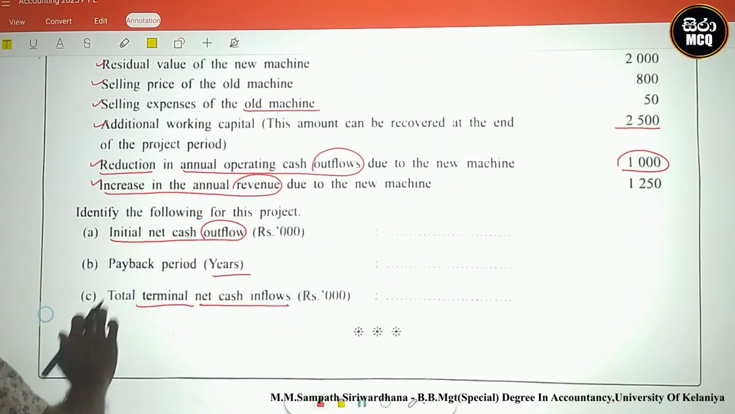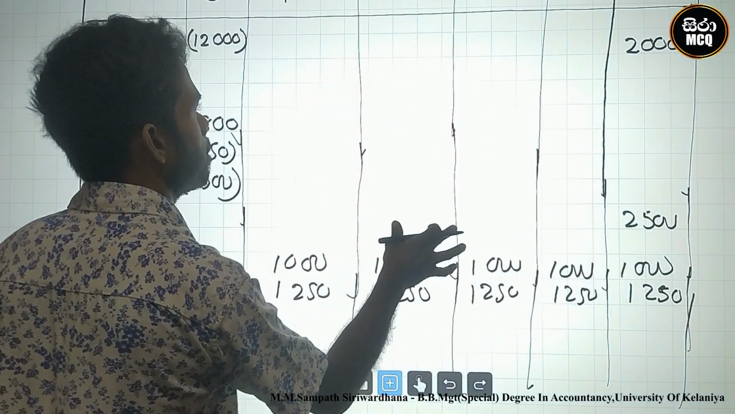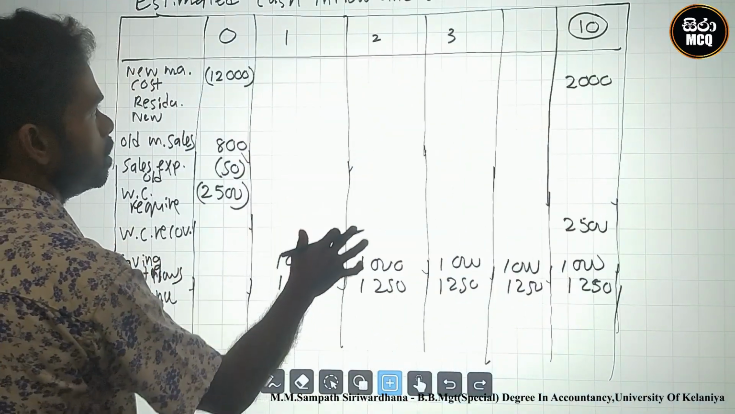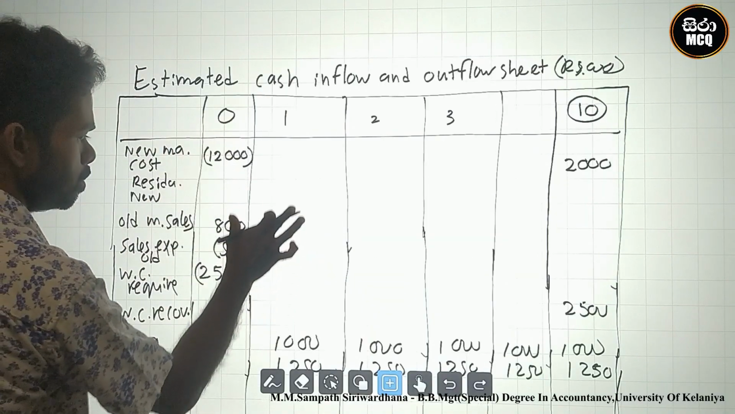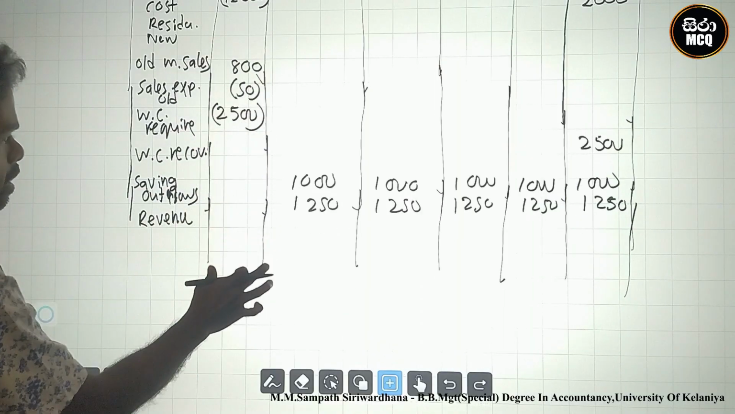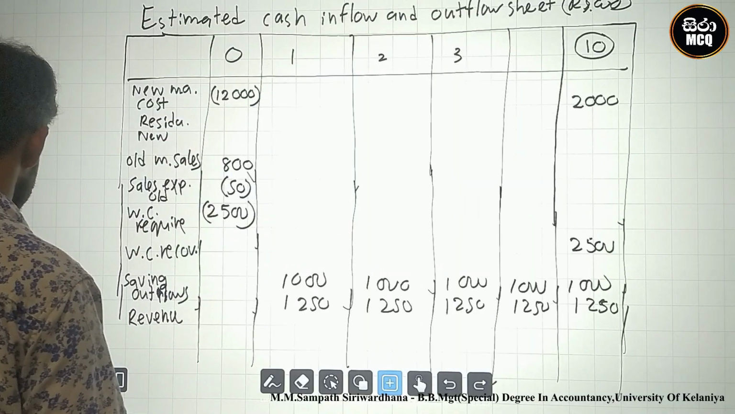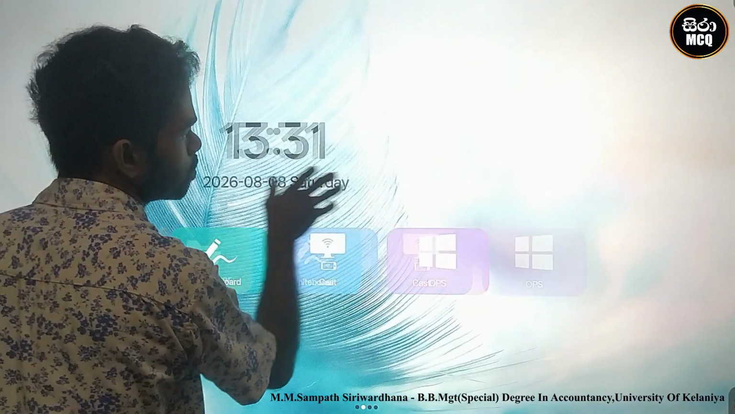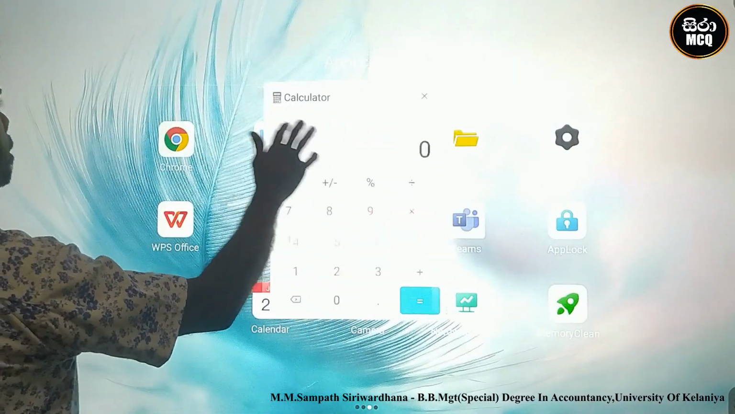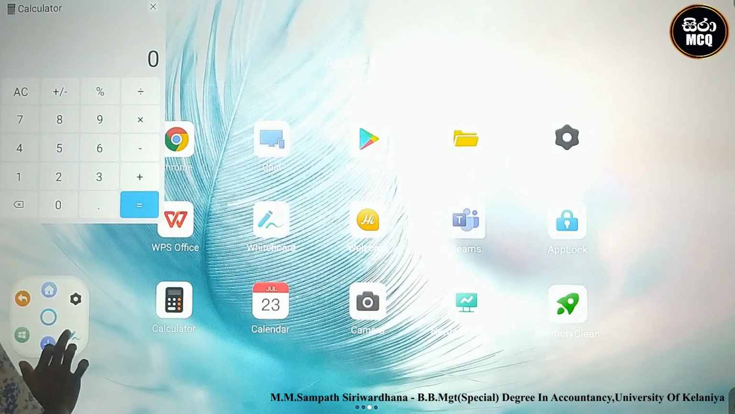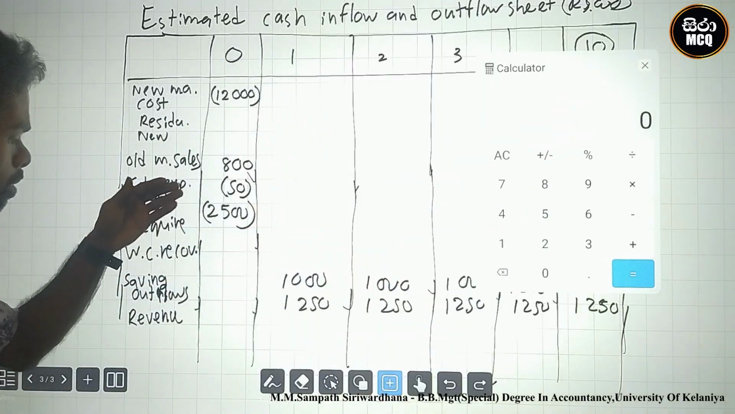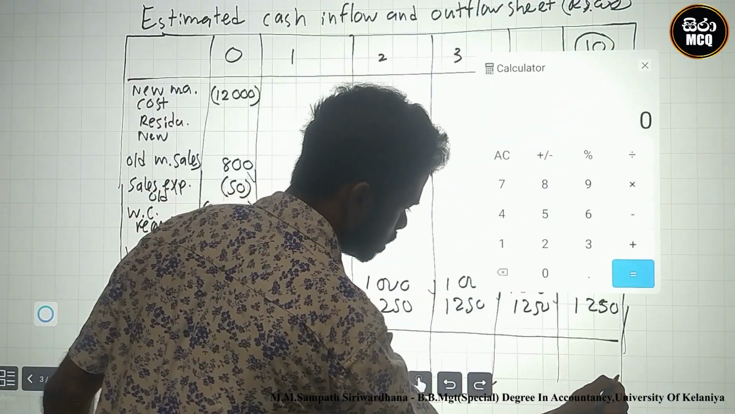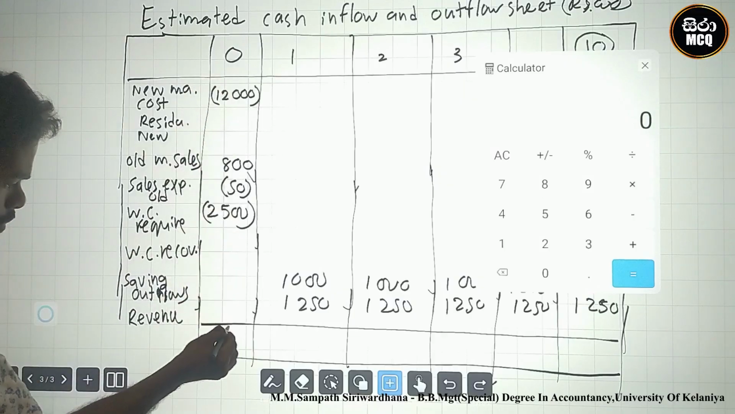Next one is identify the following: initial net cash flow. We must find the net effect of this. Net effect, look here, this is the cash inflow and outflow sheet. Initial investment we must calculate using the 0 column. We can use the calculator, no? Look here, initial investment is the 0 year final result.